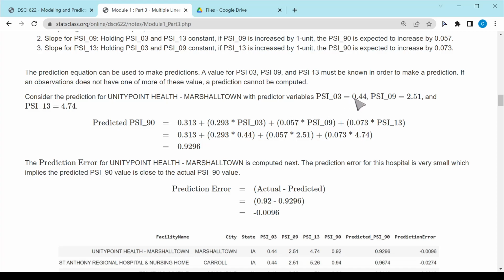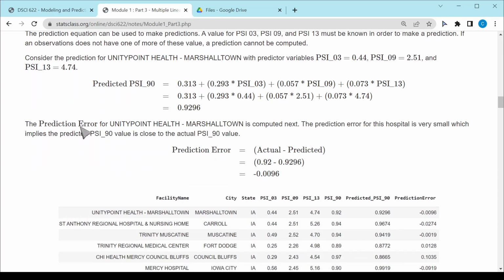So I would take the PSI 03 value for this hospital, which is 0.44, and I would need to multiply that by the coefficient for PSI 03. I would take 0.057, which is the coefficient for PSI 09, and multiply by the PSI 09 value for that hospital, which is 2.51 here. Likewise for PSI 13. Once I enter these predictor variable values into my prediction equation, I can obtain a prediction. So for this particular hospital, I would get a predicted PSI 90 value of about 0.93.